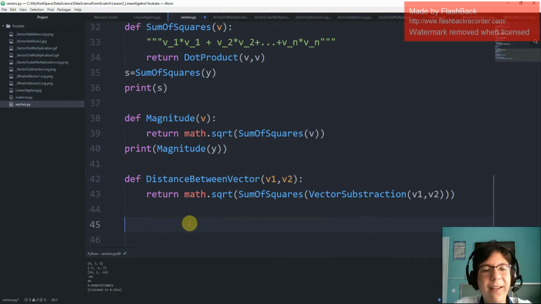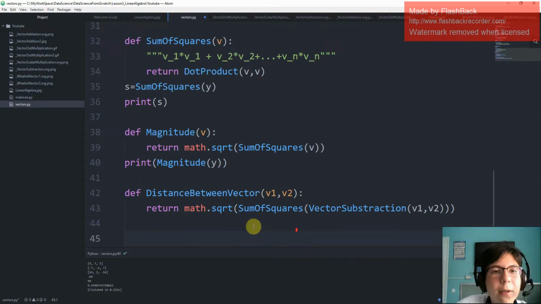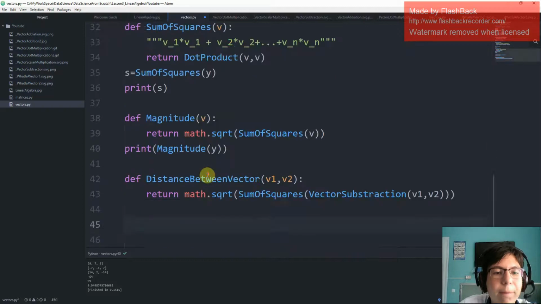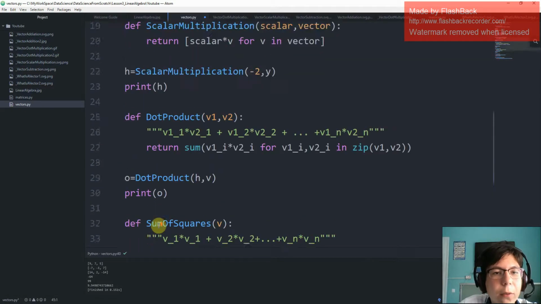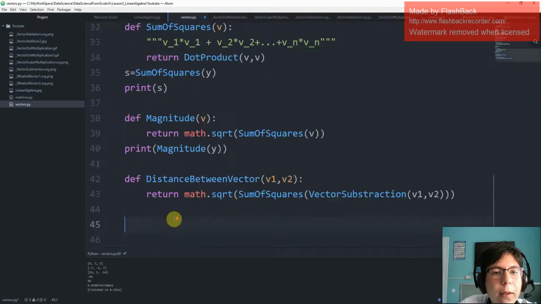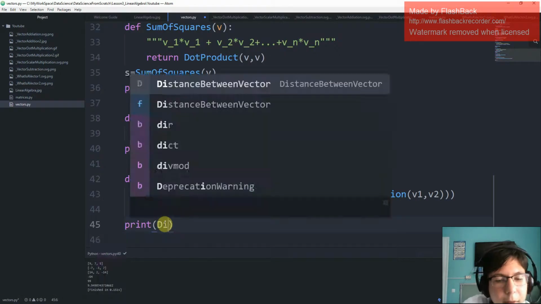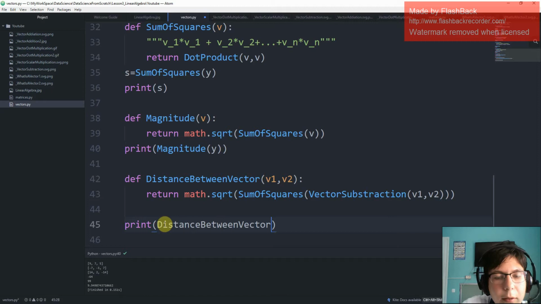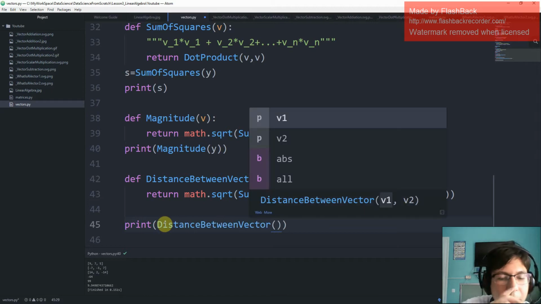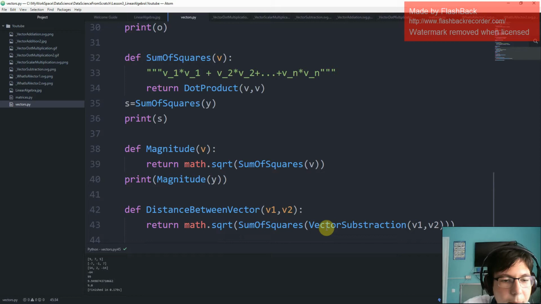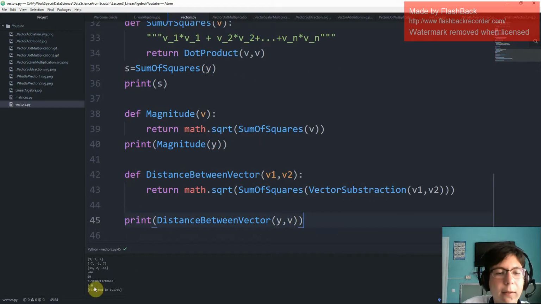Now, enough talking, let's test our last function. So let's compute the distance between vector y and vector v. So let's print the distance between vector y and v. And the distance between the two vectors is 9.